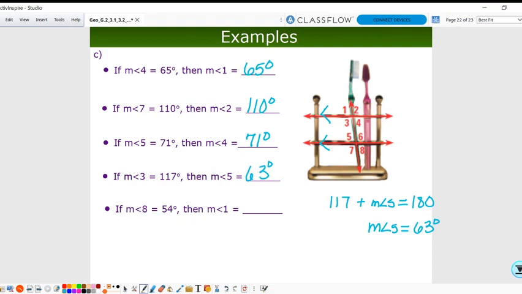If the measure of angle 8 is 54, what's the measure of angle 1? These are alternate exterior angles. They will have the same measure.